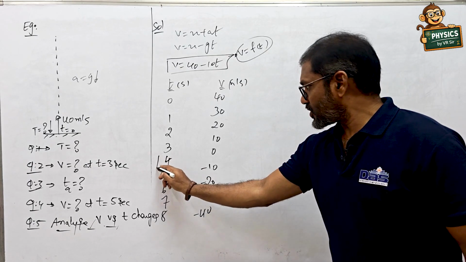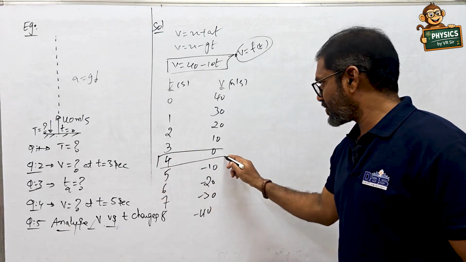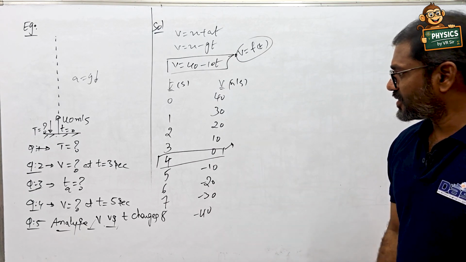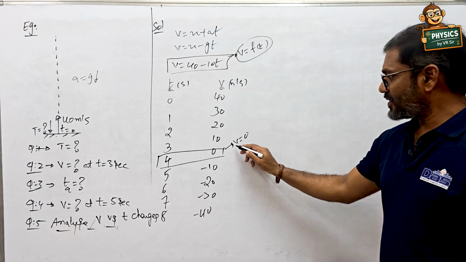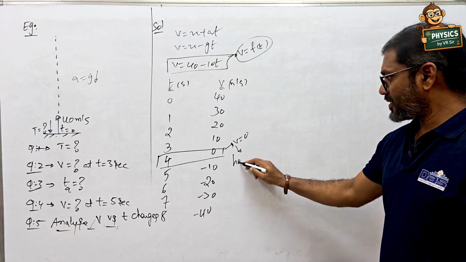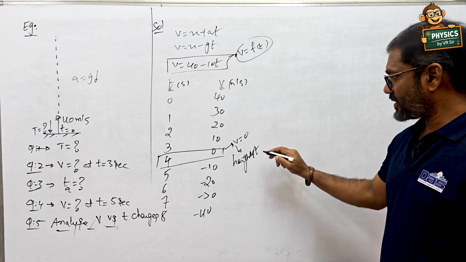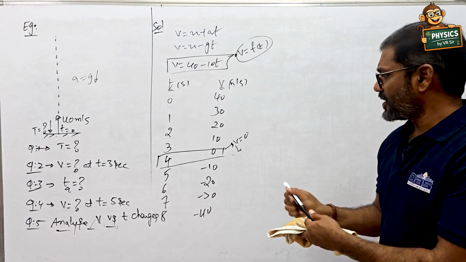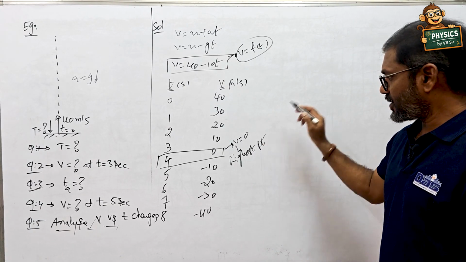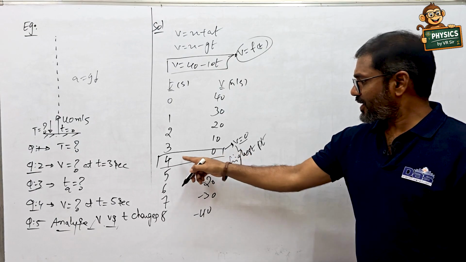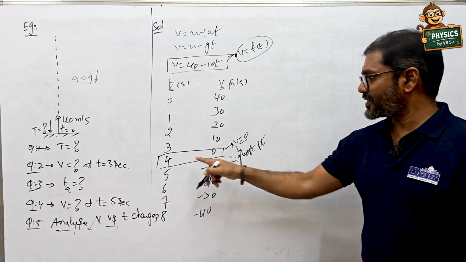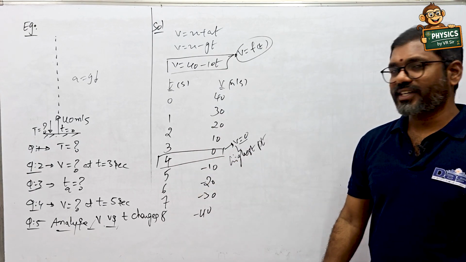So first we need to focus on this particularly. Why? Because here the velocity is equivalent to 0, right? Velocity equivalent to 0 means this is the highest point. At the highest point velocity is 0, and the time taken to reach the maximum height, or highest point, is t equivalent to 4 seconds.